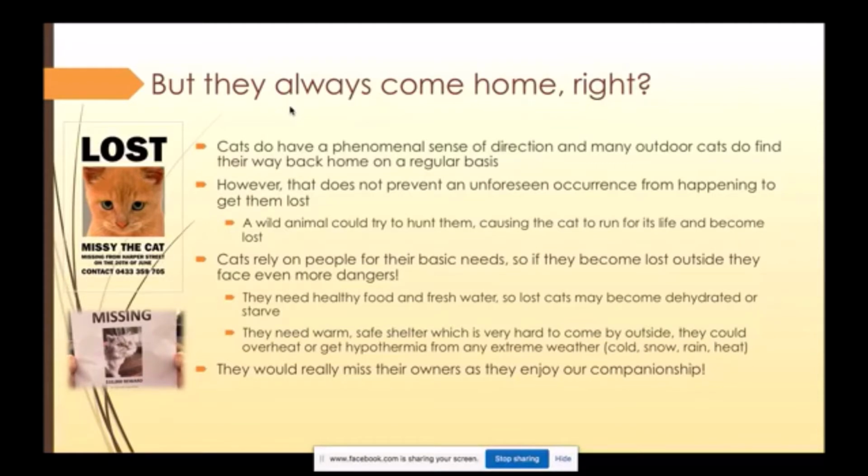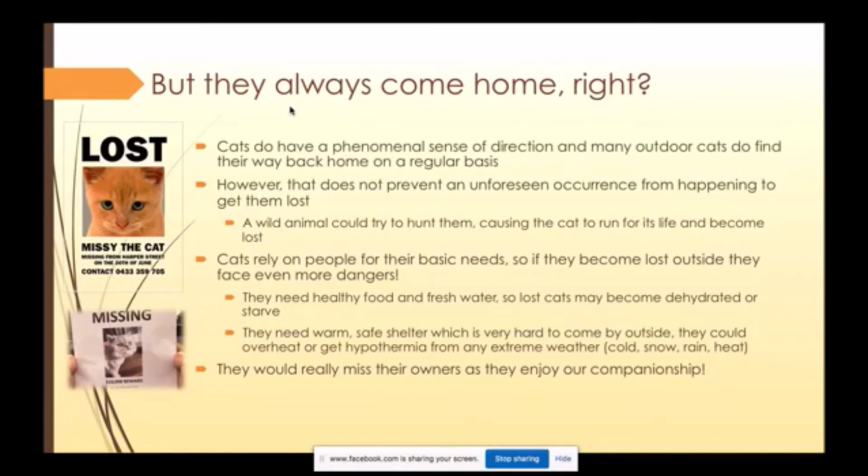So, like we mentioned, there's lots of dangers out there. We're not sure what might happen to a cat while they're outdoors unsupervised. So, for example, if a wild animal tried to hunt them, it would cause the cat to get really scared and run off because it's trying to protect itself and save its life. And if it veered from its usual path because it was so scared and needed to get away, it might not know the way back and become lost. So it really doesn't take a lot for something to go wrong and for a cat to get lost. And now what do they do?